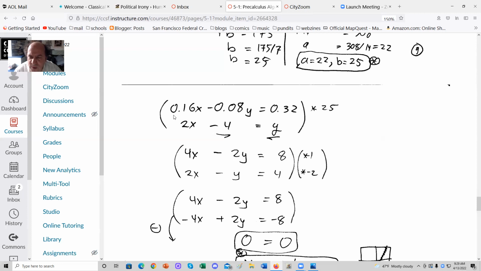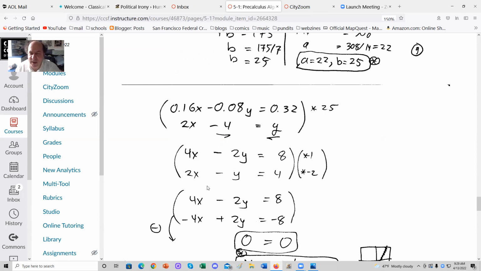And this first one, to get this into whole numbers, let's rescale by 25. 0.16 times 25 is 4. 0.08 times 25 is 2. 0.32 times 25 is 8. So 4x minus 2y equals 8. 2x minus y equals 4.